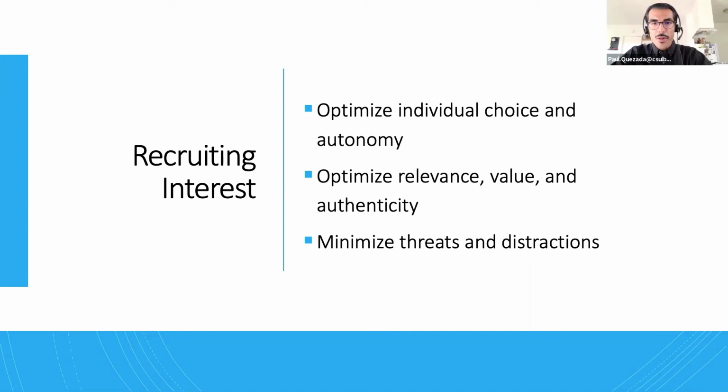Moving to the second point, we want to optimize relevance, value, and authenticity. So individuals are engaged by information and activities that are relevant and valuable to their interests and goals. So this does not necessarily mean that the situation has to be equivalent to real life, just as fiction can be just as engaging to learners as nonfiction. But it does mean that it has to be relevant and authentic to learners' individual goals, unlike activities that have no relevance or value.